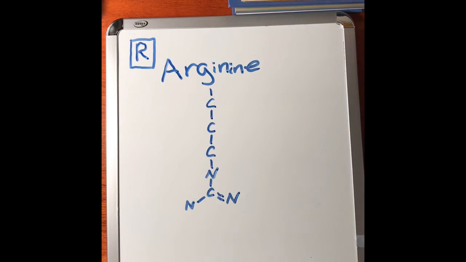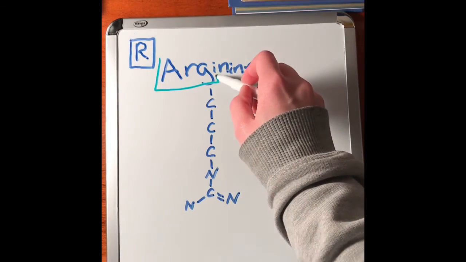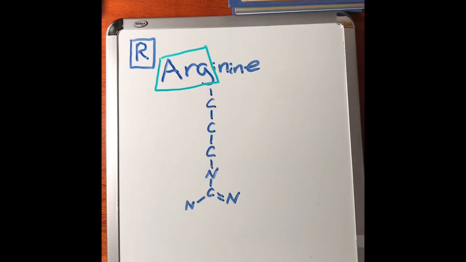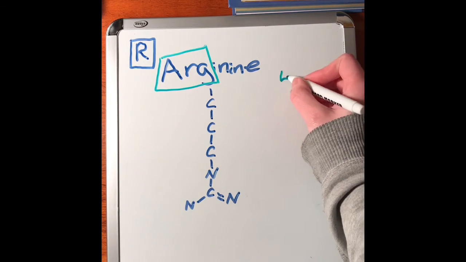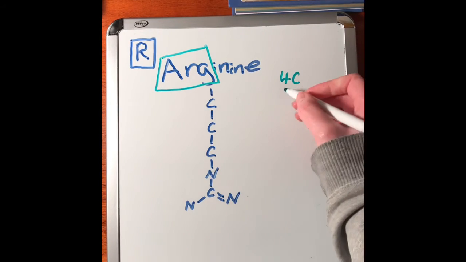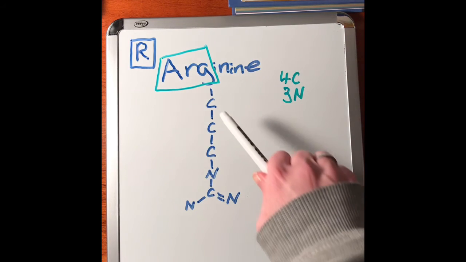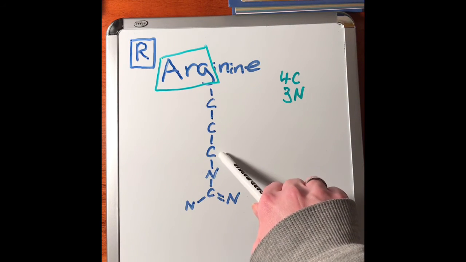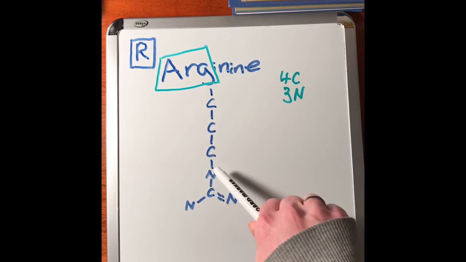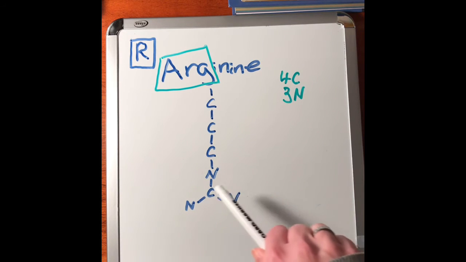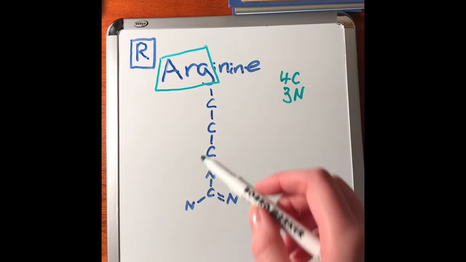This is arginine. It corresponds to the letter R, and its 3-letter abbreviation is ARG. The R group has 4 carbons and 3 nitrogens, arranged in a chain of 3 carbons attached to a nitrogen, and then the last carbon, which has an amine group and a double bonded nitrogen attached to it.